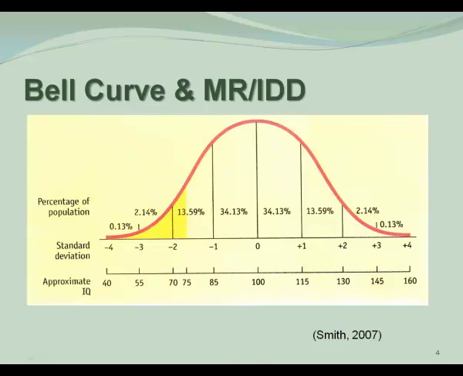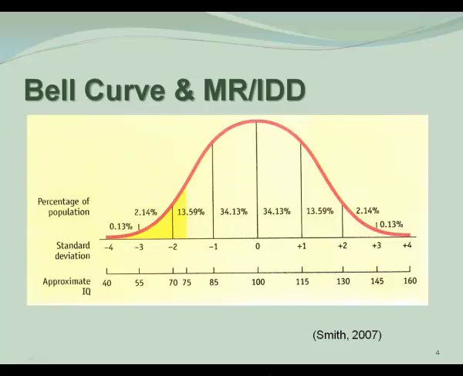Just by looking at the bell curve, you can understand that the number of people below -2 standard deviation is a small group compared to the whole population. It represents 2.3% of the whole population.